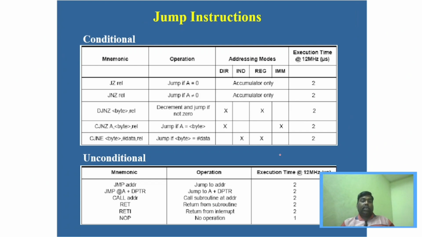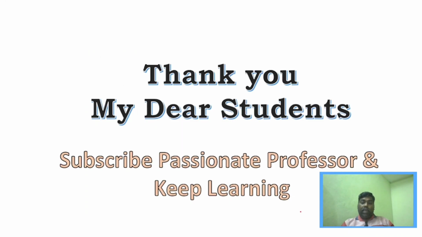We have seen conditional jump and unconditional jump, and you can see this particular instruction will be using direct addressing. Most of the jump instructions use the accumulator only, right? And you can see this instruction uses indirect and register addressing, right? And all these jump instructions need 2 microseconds of execution time, right? And similarly, the unconditional jumps mostly need 2 microseconds of execution time. And similarly, call instructions also need almost the same execution time.